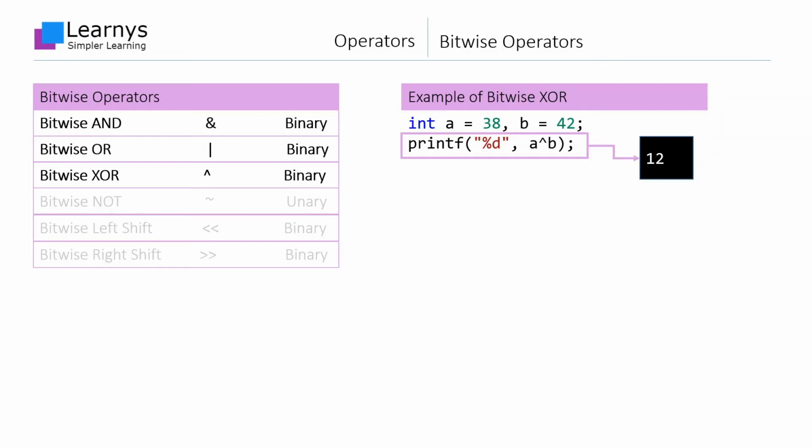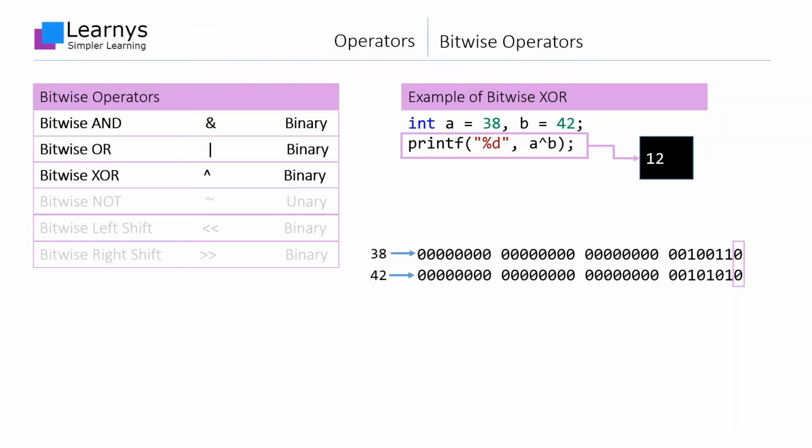Like the previous two operators, the XOR operator compares each bit of the left and right hand side operands and generates 1 or 0 depending upon the bits being compared. It was mentioned earlier that the bitwise XOR operator generates 1 if exactly one bit of the two bits being compared is 1, otherwise it generates 0.